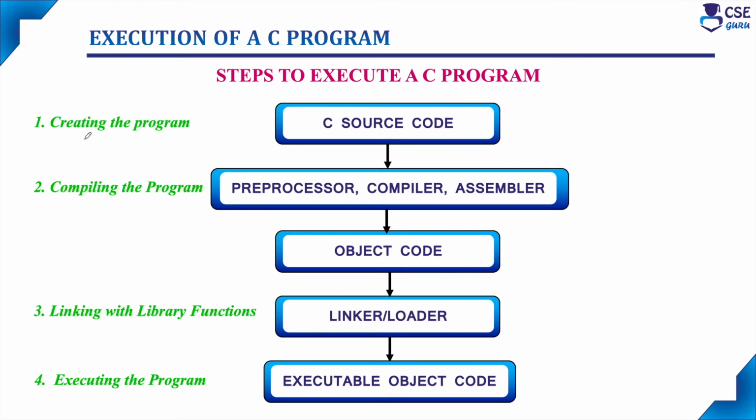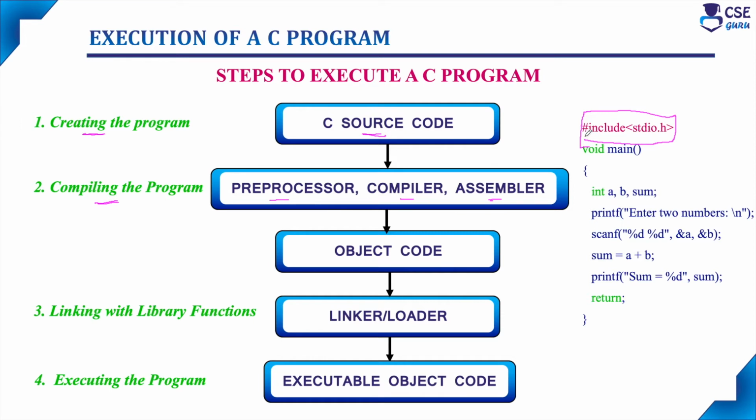The first step is creating the program. To solve any problem, the programmer needs to create a C source code. So the first step is writing the source code in a high-level language. And the next step is compiling the C program. The compilation process will include pre-processing, compiling and creating the assembly code.